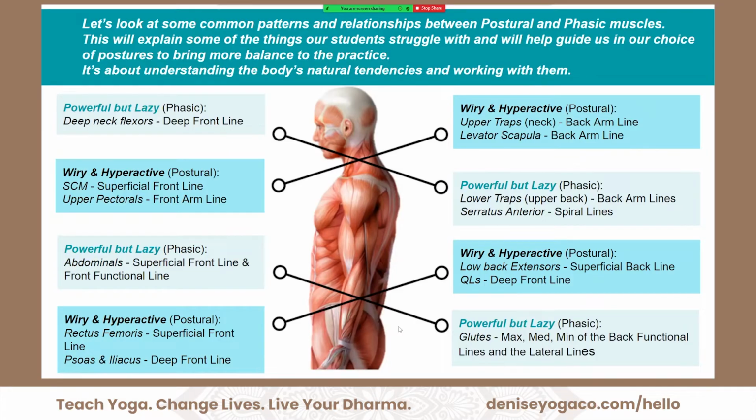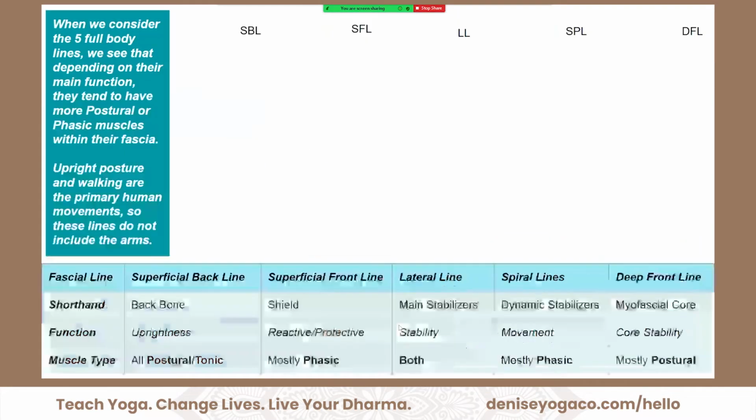Postural muscles always feel tighter than phasic muscles. And as long as your phasic muscles turn on, because you've been getting them to turn on, then you're going to maintain the balance between these two types of muscles.